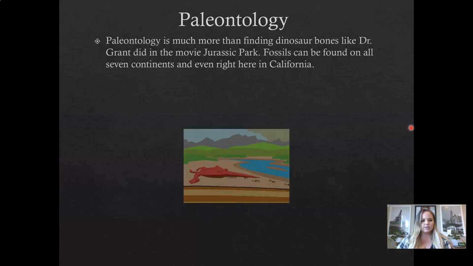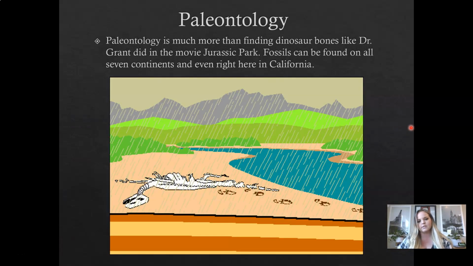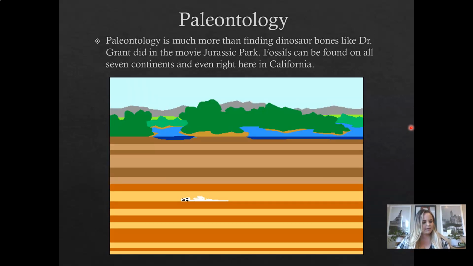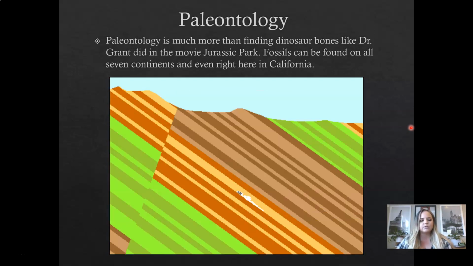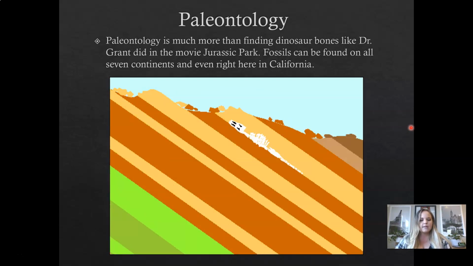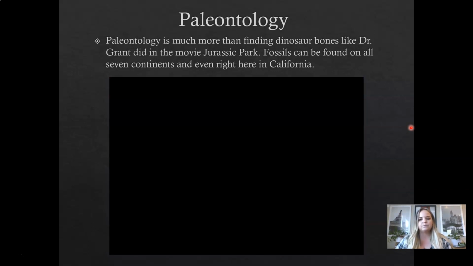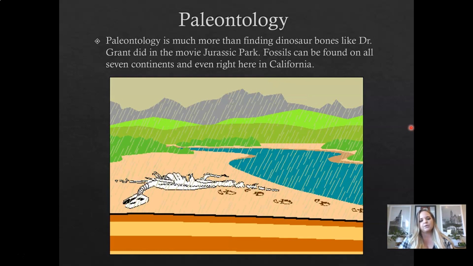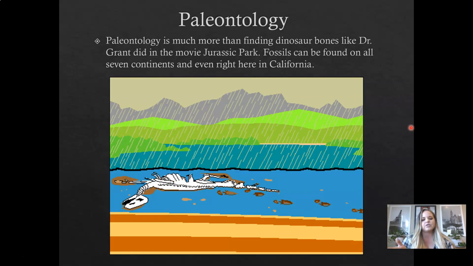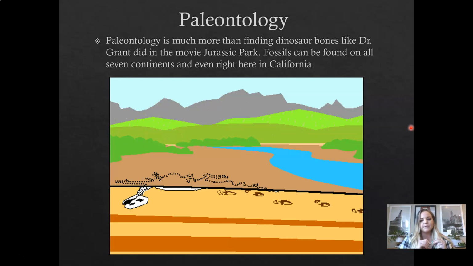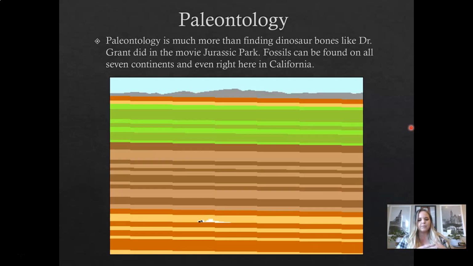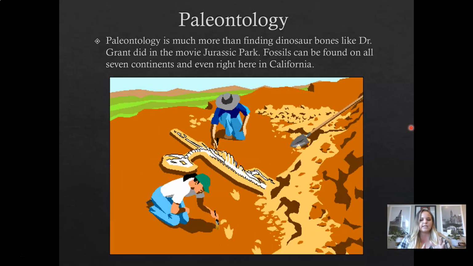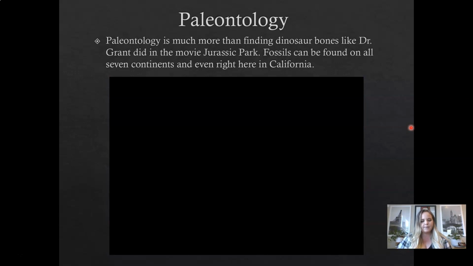So paleontology, the study of fossils, is much more than just finding dinosaur bones. It's finding ammonites, it's finding trilobites, it's finding all sorts of different creatures that used to live on Earth that no longer do. This little animation shows you how an animal will die and eventually be buried. The soft material will decay, the hard material will remain unless otherwise altered, and then it will be buried, and all kinds of geologic things can happen before it's actually dug up by paleontologists.